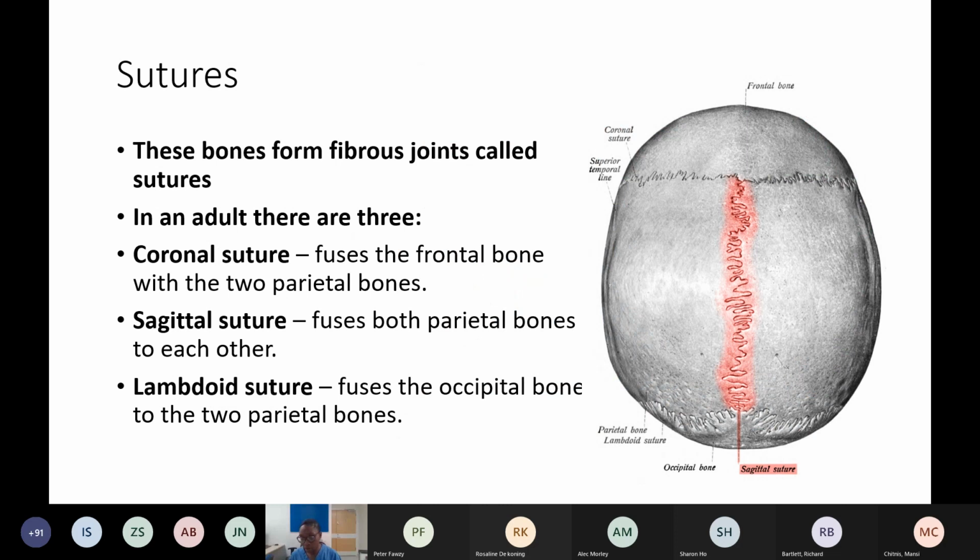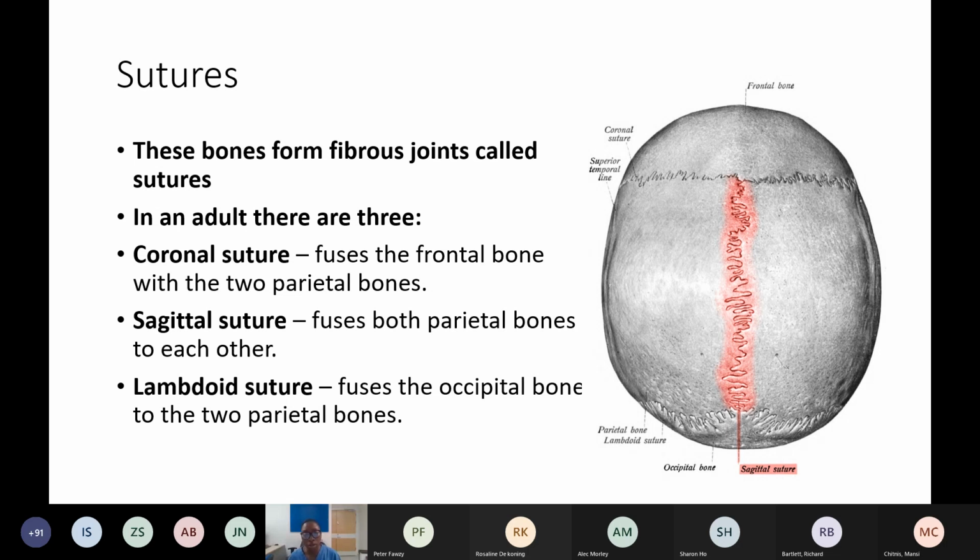So as with any bone in the body, these are joined together with joints. And in the skull, we call these joints sutures. And there are three main ones. So you have the coronal suture, which is the most anterior one here. You have the sagittal suture, which is here in the midline. And then you have the lambdoid suture.